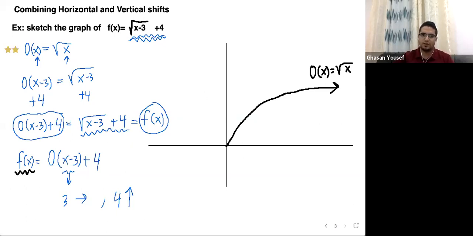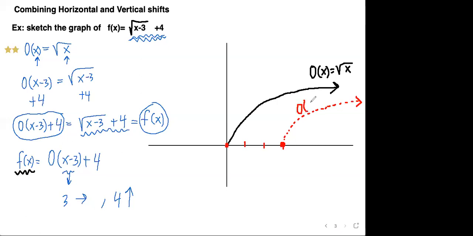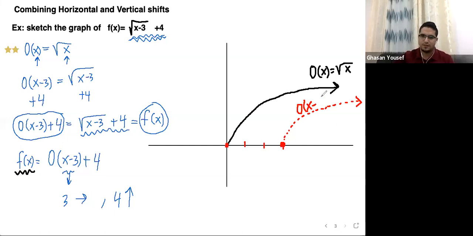Here is 3 units to the right. 1, 2, 3. This point will be here. And all points will be shifted to the right 3 units. So the graph will be something like this. This is g of x minus 3.